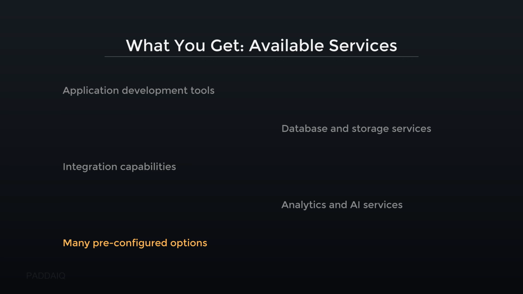Many pre-configured options. This means SAP BTP provides ready-to-use services and integrations, so you do not have to build everything from scratch. For instance, you can quickly set up a mobile app using pre-built security and data synchronization services. This saves significant time and effort in your development projects.